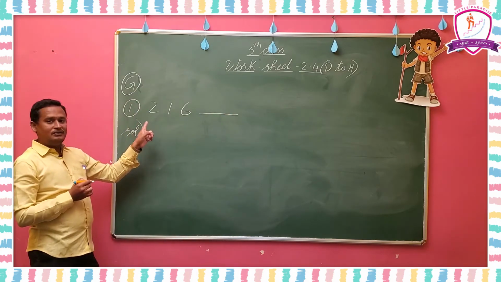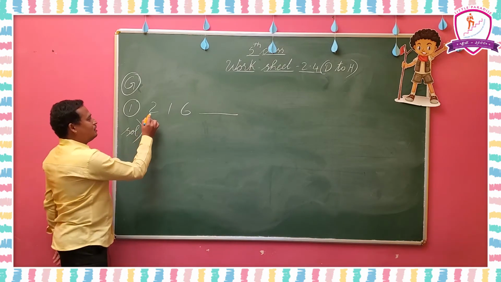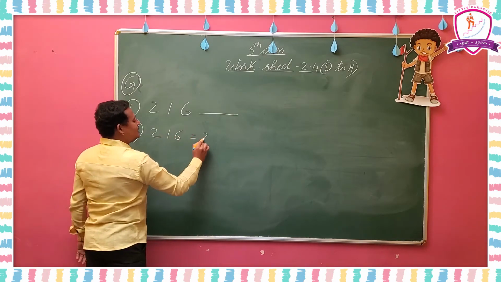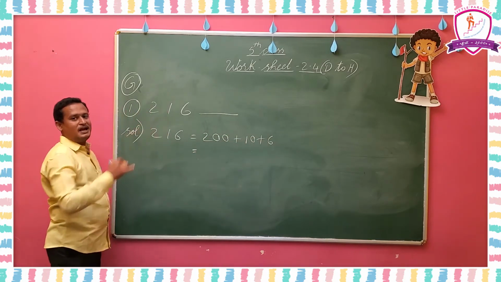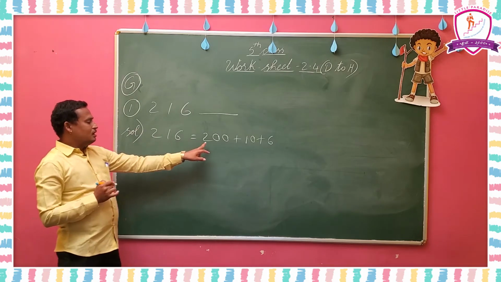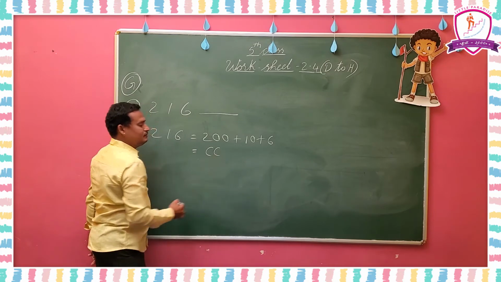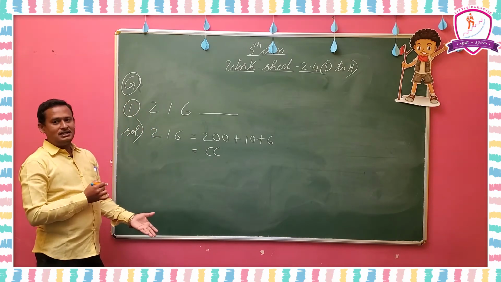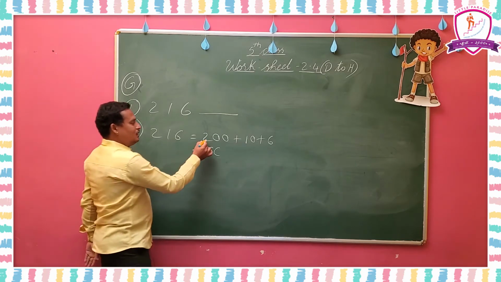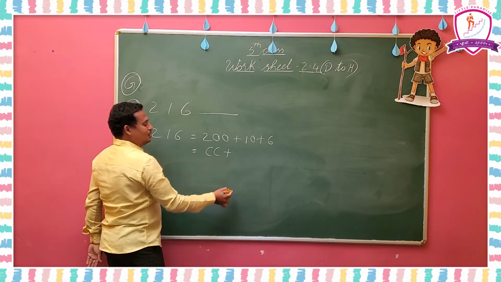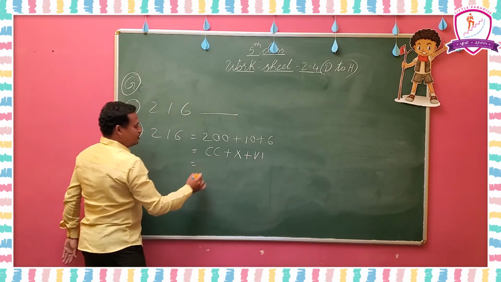First you have to solve this number in the rough book or notebook. Understood? So here 216, you have to write the expanded form: 200 plus 10 plus 6. Like that you have to expand that number. What is the hundreds here? 200 means 2 C's you have to write. Already we know this, we have completed this in the course book. Now we are going to revise this in the application book. Here 200 means CC, 10 means X, and 6 means VI.